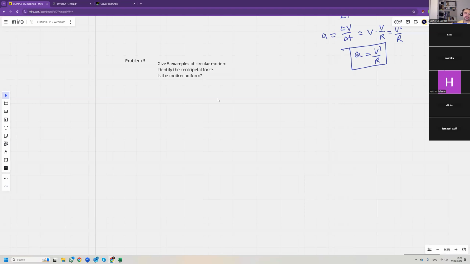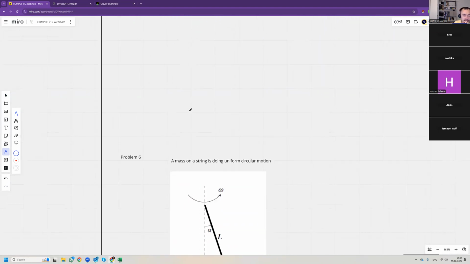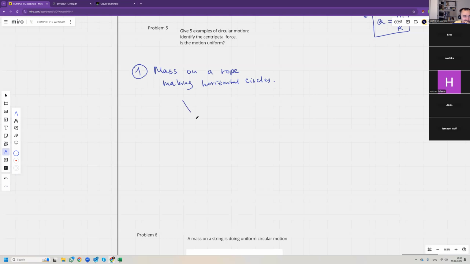I didn't give 5 examples of circular motion. Identify the centripetal force. Is the motion uniform? So I'll start with an easy one: mass on a rope doing horizontal circles. So mass on a rope, and it's going in a horizontal circle.